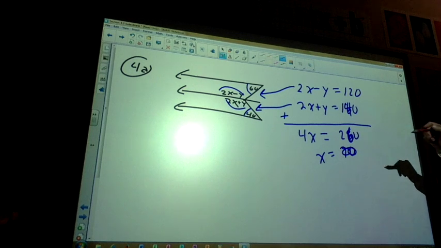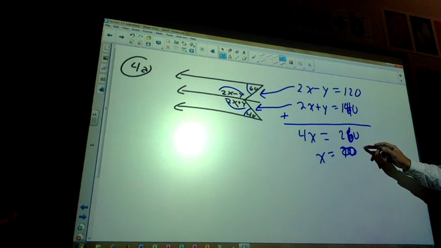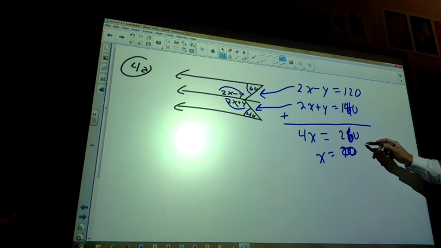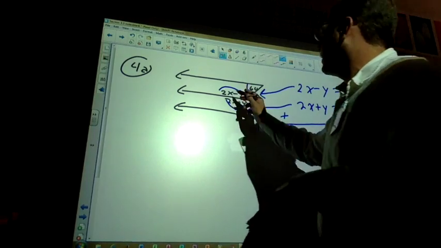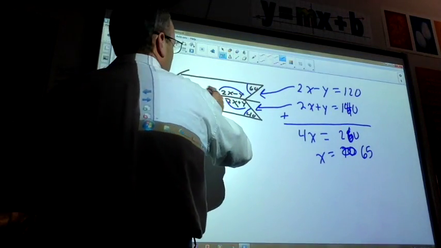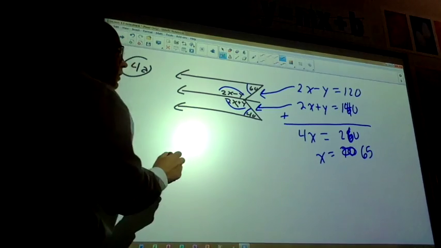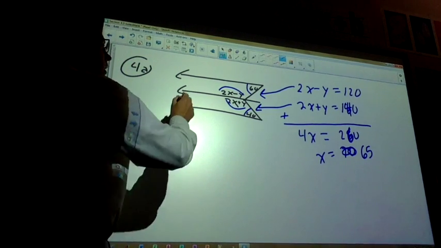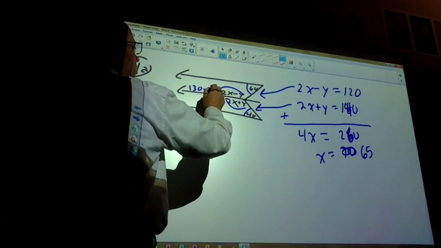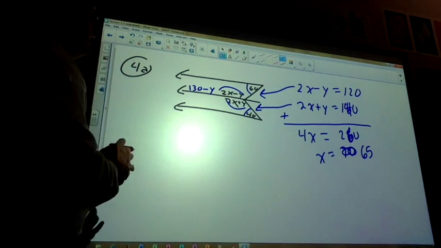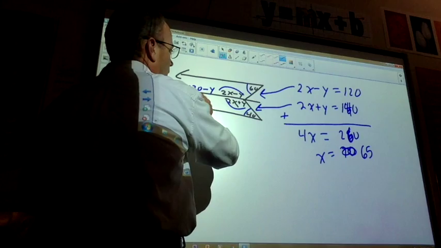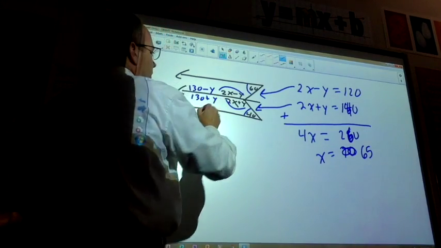See, 4 goes into 26. How many? Oh wait, no, 20. How much? 65? Okay. So if x is 65, we know that's 60. So that means that 2 times x is 130. 130 minus y. We'll be able to solve that in a sec. And then 130 plus y.